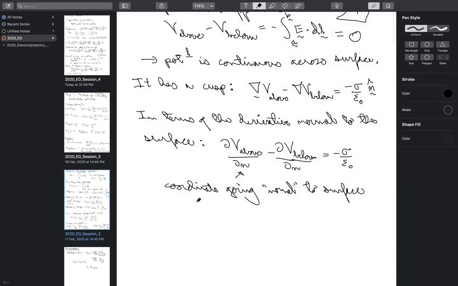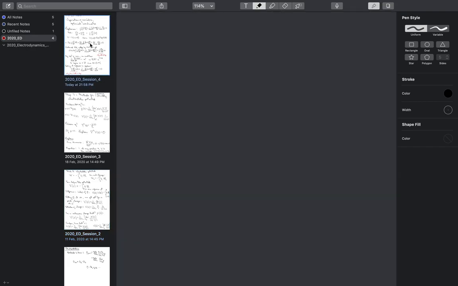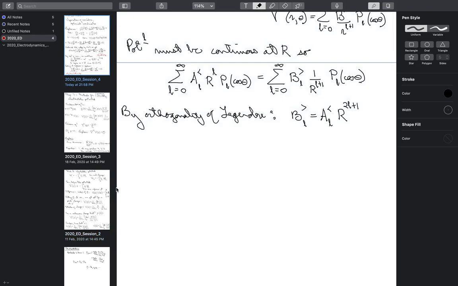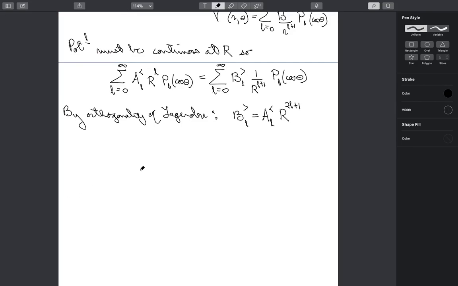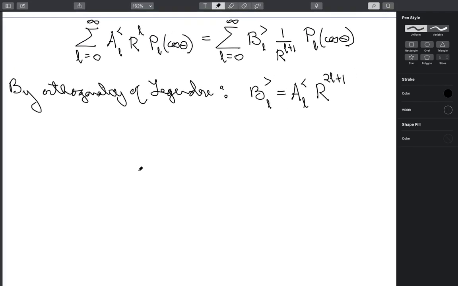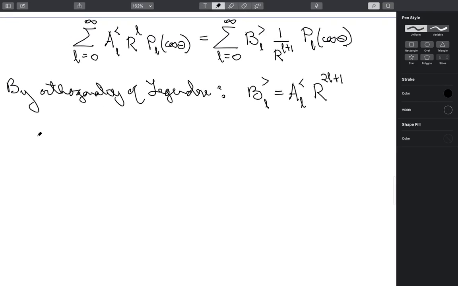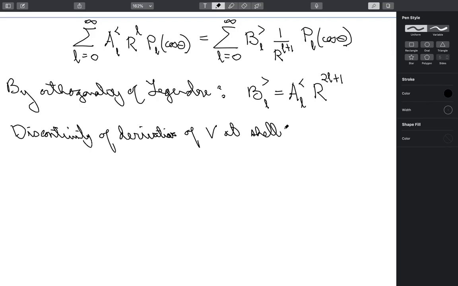I think it was even here, that one. Yeah, you see, so you just have the normal derivative of the potential is minus the surface charge density over epsilon 0. So we're going to make use of that equation here. What we have is that the discontinuity of the derivative of V at the position of the shell, so at the surface.